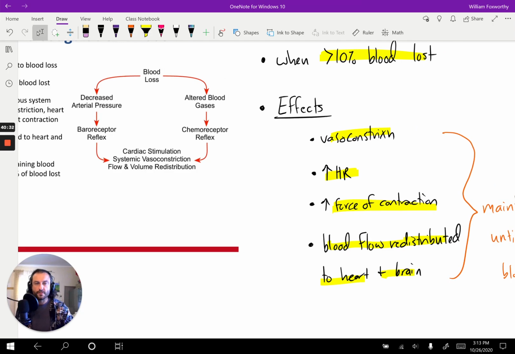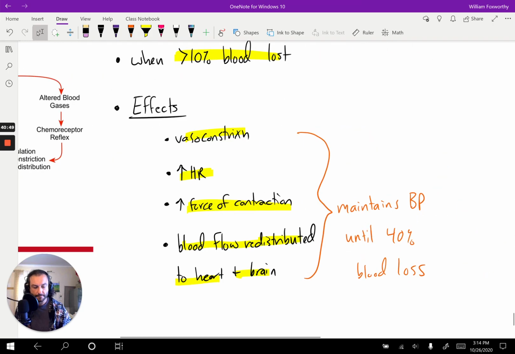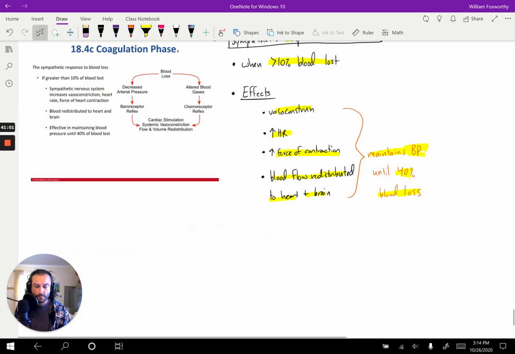So it may be counterintuitive that you're losing blood and your heart is going to pump harder, but you need to make use of the small amount of blood that you have left to keep your tissue oxygenated. So you want to keep your heart and your brain alive while you're losing blood. And this sympathetic activation is going to be successful at maintaining your blood pressure until about 40% of your blood is lost. And then that's probably the end of the story for you.